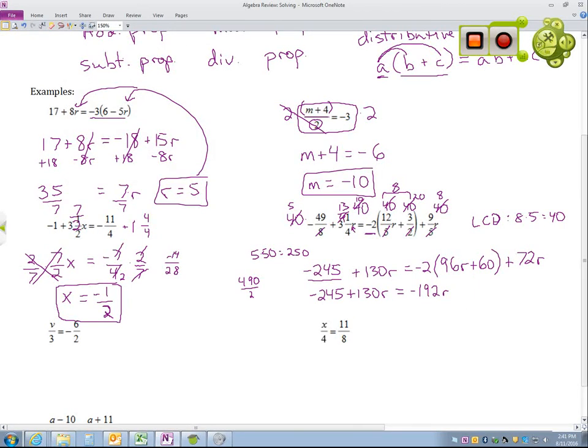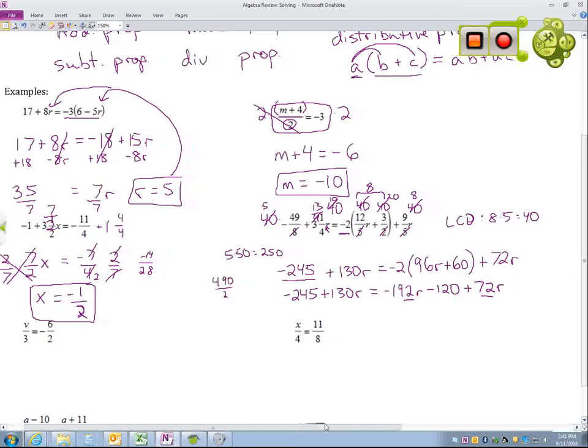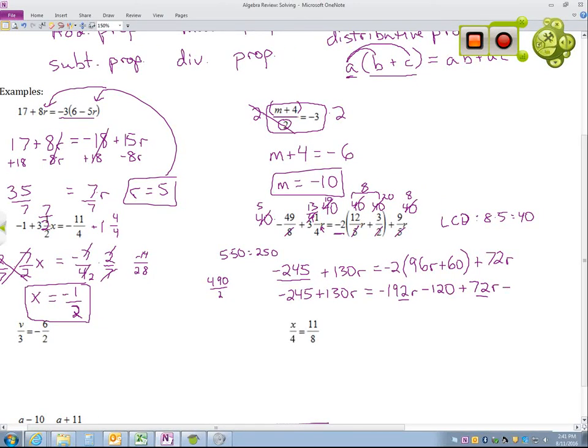Okay, and then -2 times 60 is going to be -120 plus 72r. Okay, I do have 2 r terms on the right side, so I'm going to combine those before I move things over. Shift this over. So that -192 plus 72 is going to be -120r, and then minus the 120 that's already there.